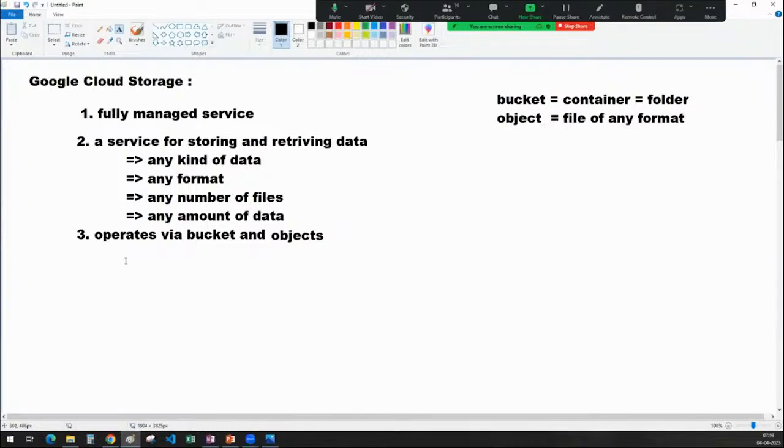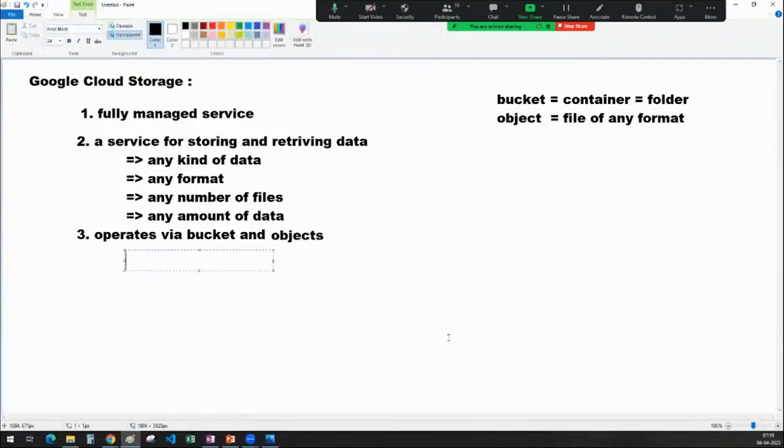So what does that mean, sir? If it is operating via buckets and objects, do I have to create a bucket to store the objects? Yes. So we have to create a bucket to store the objects. Okay, we have to create a bucket.